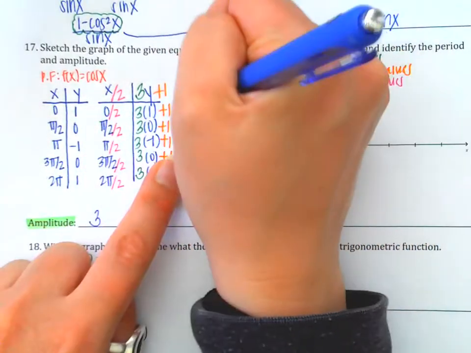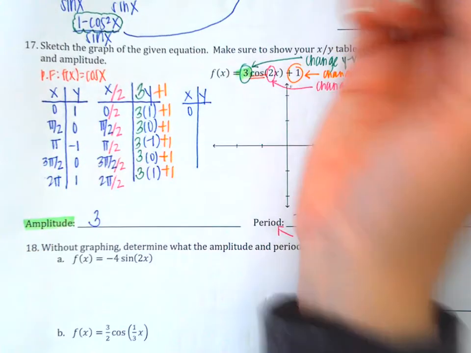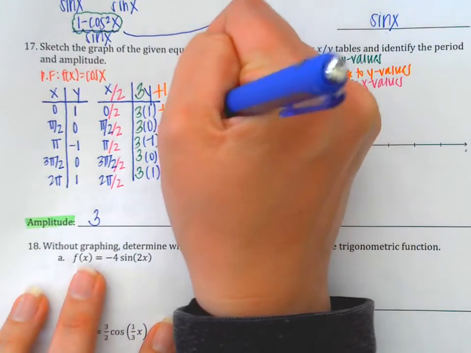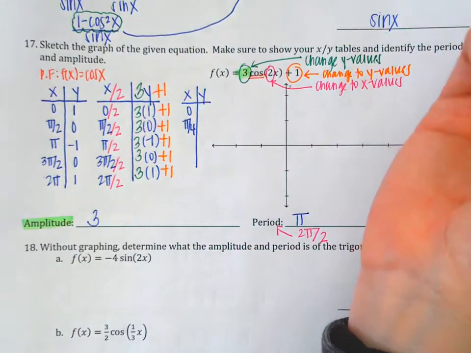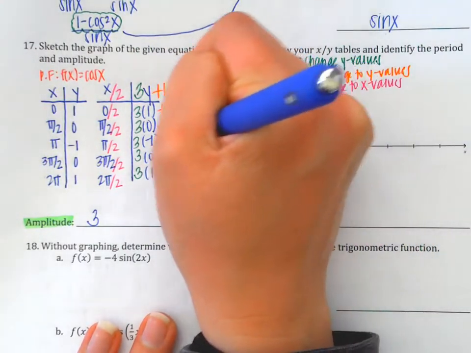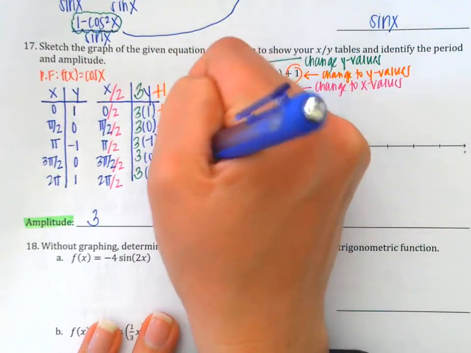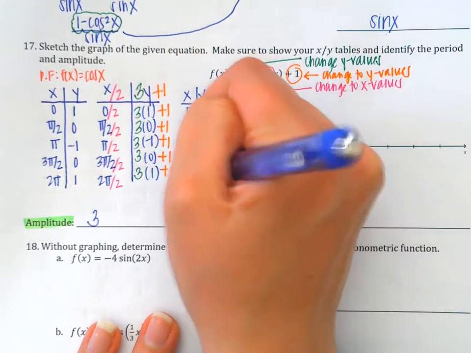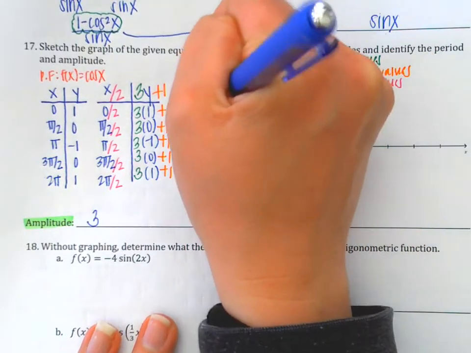0 divided by 2 is 0. Pi over 2 divided by 2. Remember, we did a problem like this on the homework. So pi over 2 divided by 2 actually gets me pi over 4. If you need to use your calculator and just do 1/2 divided by 2, gets you 1/4, and just throw back in that pi. And then pi over 2 is just pi over 2. 3 pi over 2 divided by 2 is 3 pi over 4, and then 2 pi divided by 2 is pi. And then 3 times 1 is 3, plus 1 is 4.